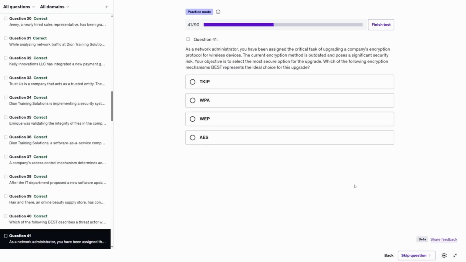As a network administrator, you've been assigned the critical task of upgrading a company's encryption protocol for wireless devices. The current encryption method is outdated and poses a significant security risk. Your objective is to select the most secure option for the upgrade. Which of the following encryption mechanisms best represents the ideal choice for this upgrade? I believe the correct answer here is D, AES.